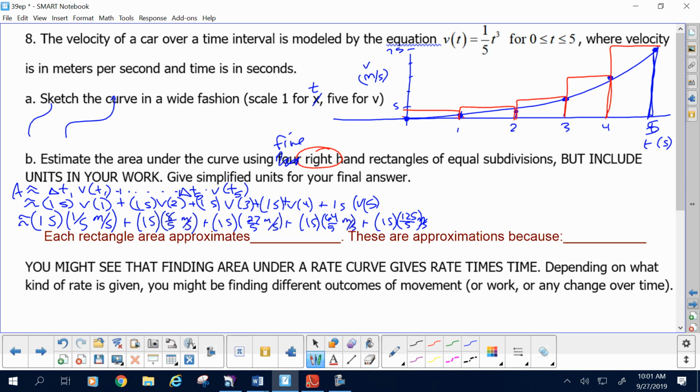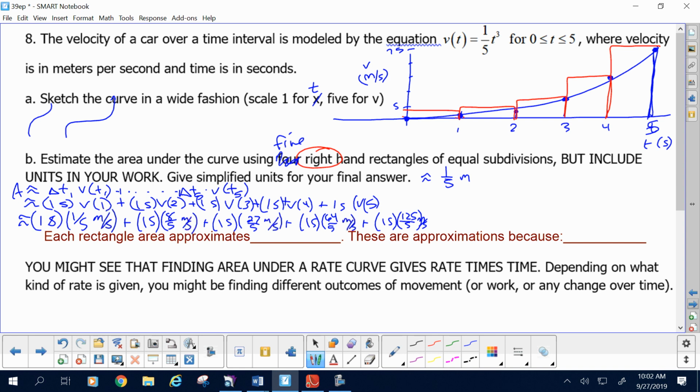Now let's calculate. So the first is 1/5. What are the units? Seconds go, and it's meters. Pause for a second. What did I just find? 1/5 meters. What is it? Yeah, it's distance and displacement because it's going forward.